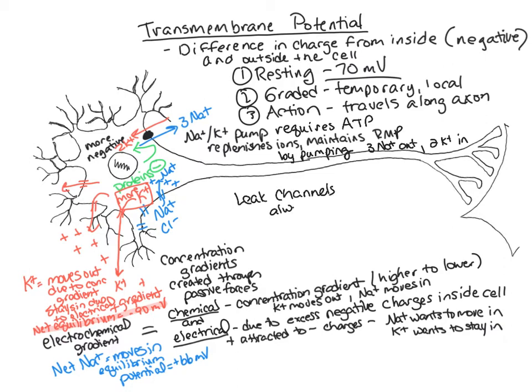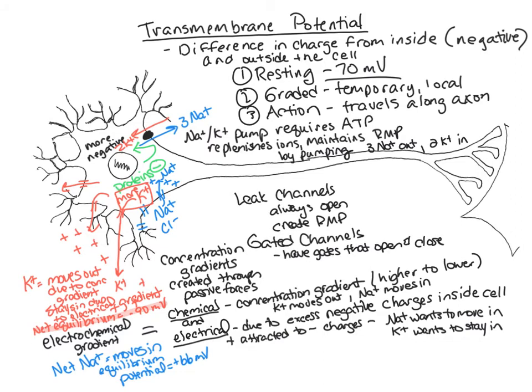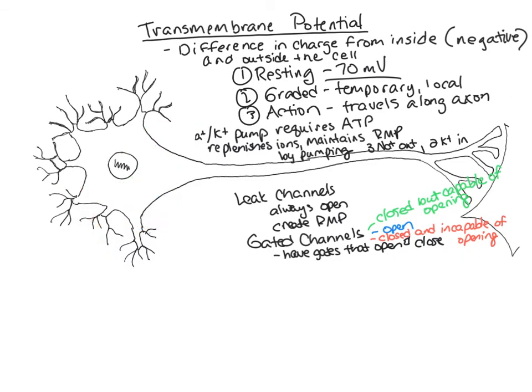There are other channels, however, that we find on the dendrites and the cell body, and these other channels are more active channels that we call gated channels. Gated channels, like the name implies, have a door or a gate that opens and closes. So these gated channels open and close in response to specific stimuli. The gated channels can be closed but capable of opening. They can be open or they can be completely closed and not capable of opening. There are 3 classes of gated channels.